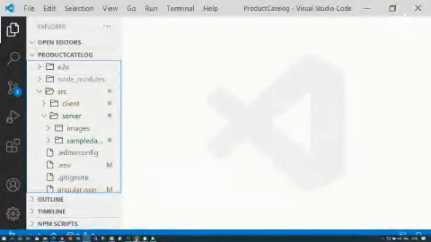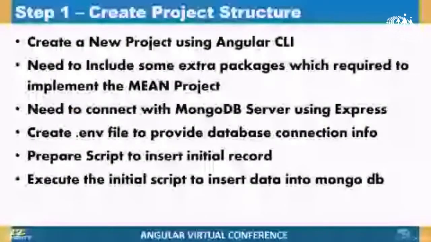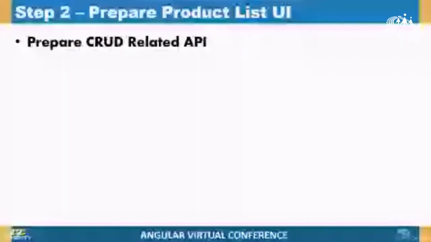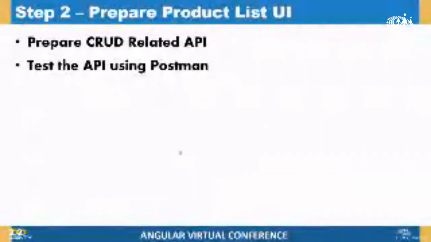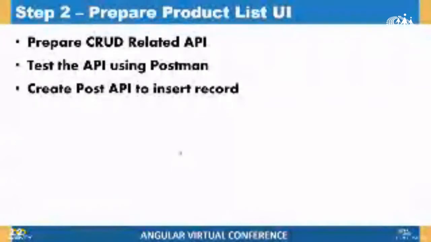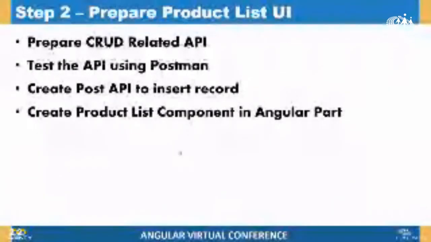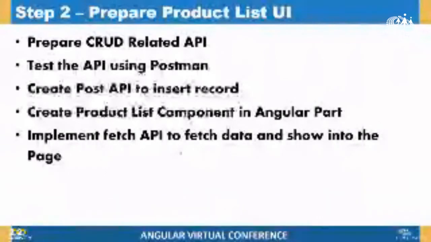Now return back to the presentation file. So in the second step, we'll create some CRUD APIs related to the products so that we can fetch data or save data using those APIs. Then we'll test those API endpoints using Postman, and then we'll create a product list component in the Angular part so that we can fetch those data records and display them in our component page or in our application. Okay. So return back. I'll just copy the content.